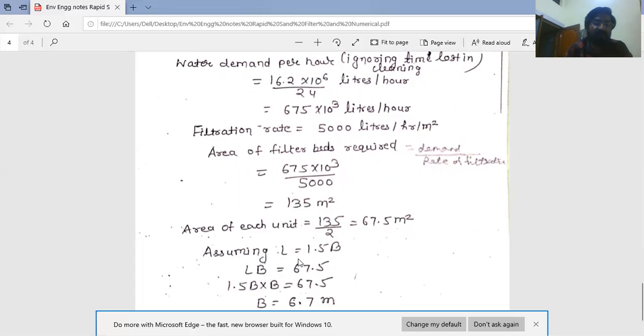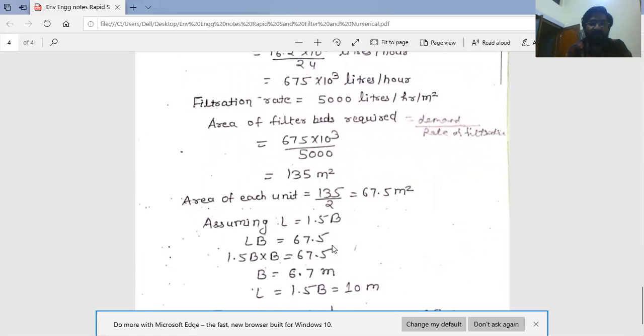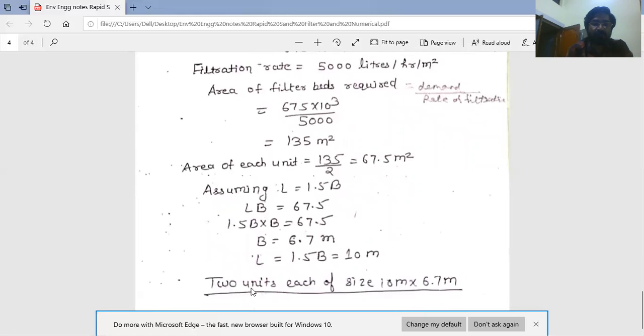Assuming length is 1.5 times the width, so L is equal to 1.5b, and area L into b is equal to length into width, which is 67.5 meter square. 1.5b into b is equal to 67.5, and width b is equal to 6.7 meter. And L is equal to 1.5b, which is 10 meter. So we use total 2 units, each of size 10 meter length and 6.7 meter width. This is the solution of rapid sand filter.